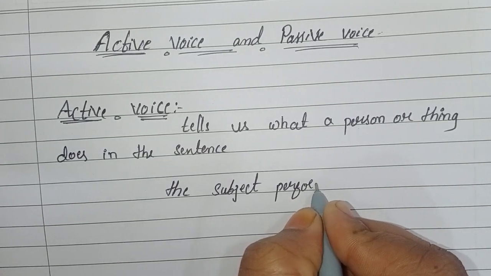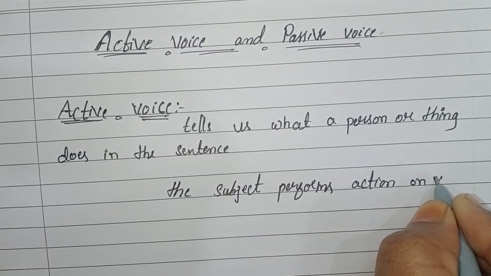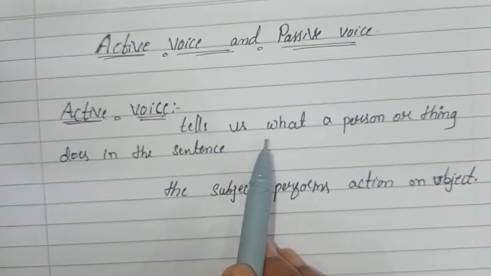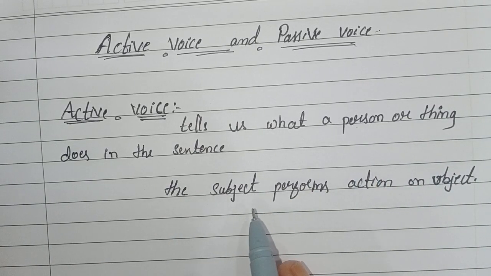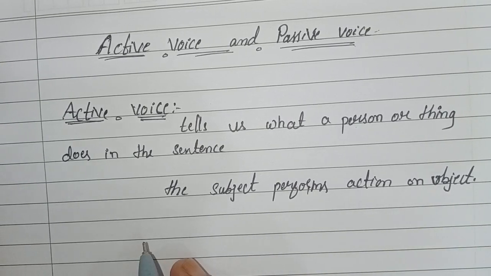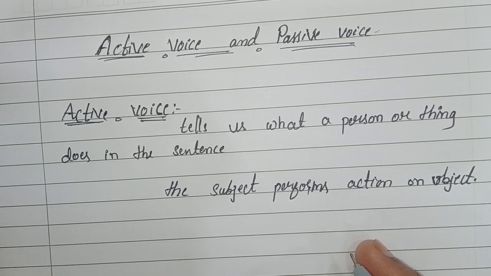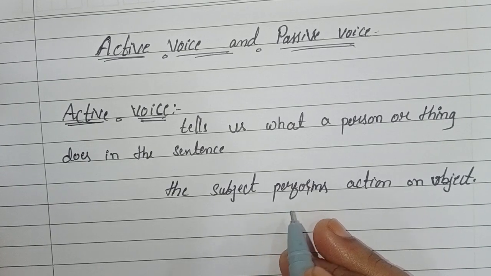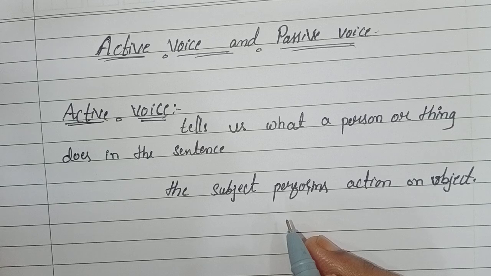Subject performs action on object. Here the active voice tells us what a person or thing does in the sentence. In the active sentence, the subject always performs action on the object. Active voice is the giver of the action, and passive voice is the receiver of the action. Subject performs the action and the object receives the action.